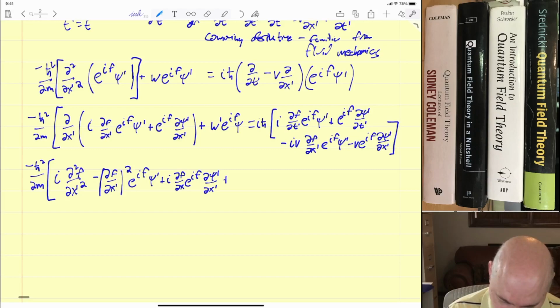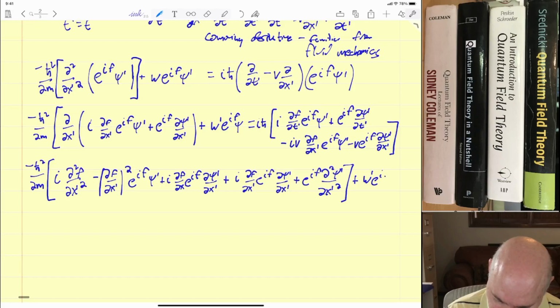And then I have plus, I'm going to get i partial of f with respect to x prime, e to the i f partial of psi prime with respect to x prime. And then we get the final term, plus e to the i f, the second partial of psi prime with respect to x prime. And then I have plus w prime e to the i f psi. And this whole thing is going to be equal to everything that's on the right-hand side here.